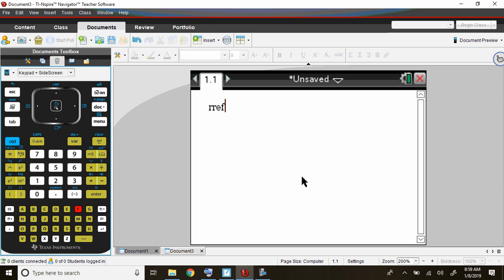So the next thing we got to do is bring up a matrix, and that's done by using our Math Palette button. If you're not sure what I'm talking about, there's a button right next to the number 9 that has your Math Palette on it.